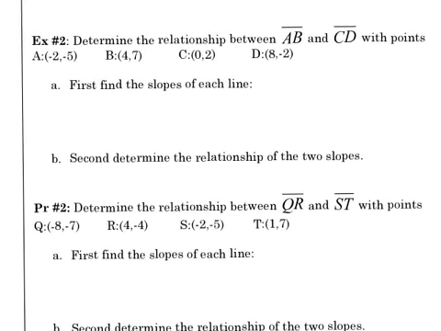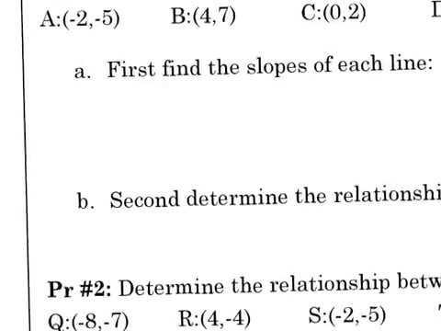Alright, let's say you're given these 2 lines, AB and CD. Actually, they're line segments. These are the coordinates of those segments. And they want us to find the relationship between them. So we're going to have to find the slopes first. The relationship is going to either be parallel, perpendicular, or neither. So let's find the slope of AB. I'm going to zoom in here.